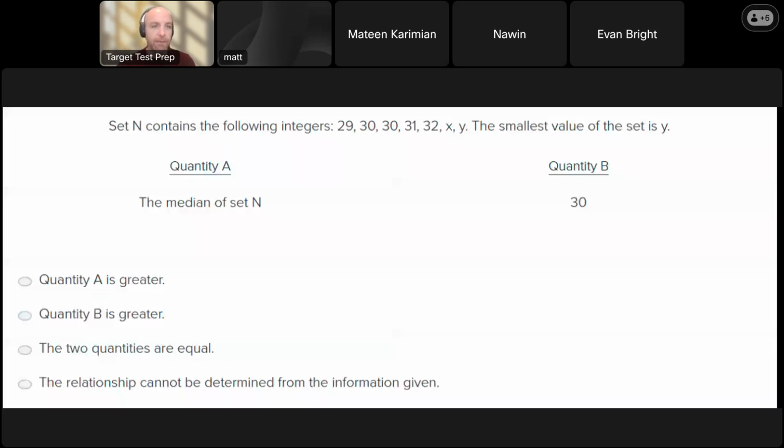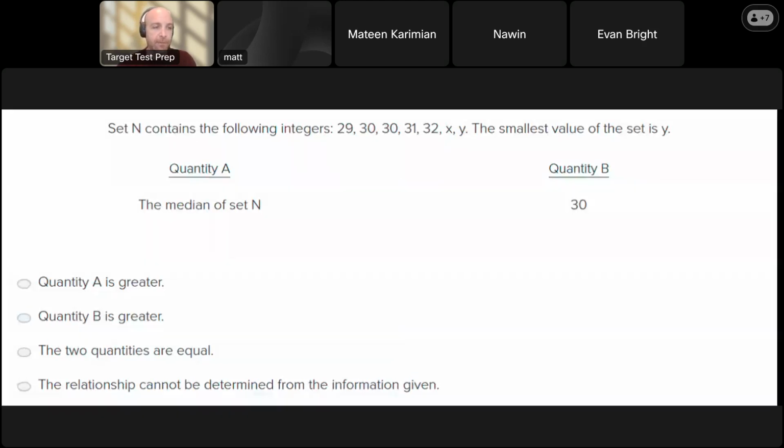In this particular problem, we've got a set, a group of numbers, and a couple of them are unknown. So we've got X and Y in that mix, and I don't know what's going on with the rest of them. X and Y could be anything, except that I know that the smallest value of the set is going to be Y. Sometimes it helps just to get your bearings by making something visual. I know Y is the smallest number in this list. Then I've got the other ones, 29, 30, 30, 31, and 32. The tricky part is that X is going to be a wild card here. I don't know exactly where it goes in this list, but I know it's going to go somewhere.